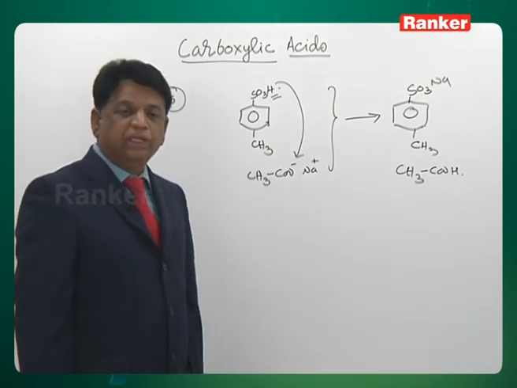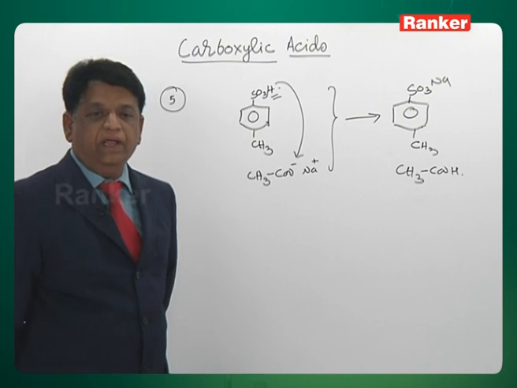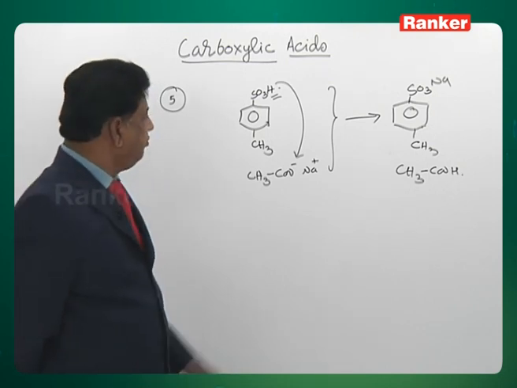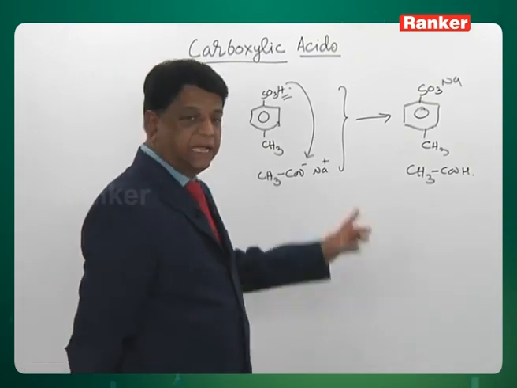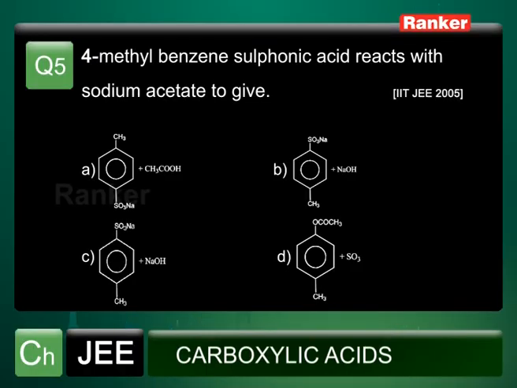So, therefore, the 4-methyl benzene sulphonic acid on reaction gives the sodium salt of benzoic acid and the acetic acid. So, option 1 is acetic acid with sodium salt, right? That is the right answer.